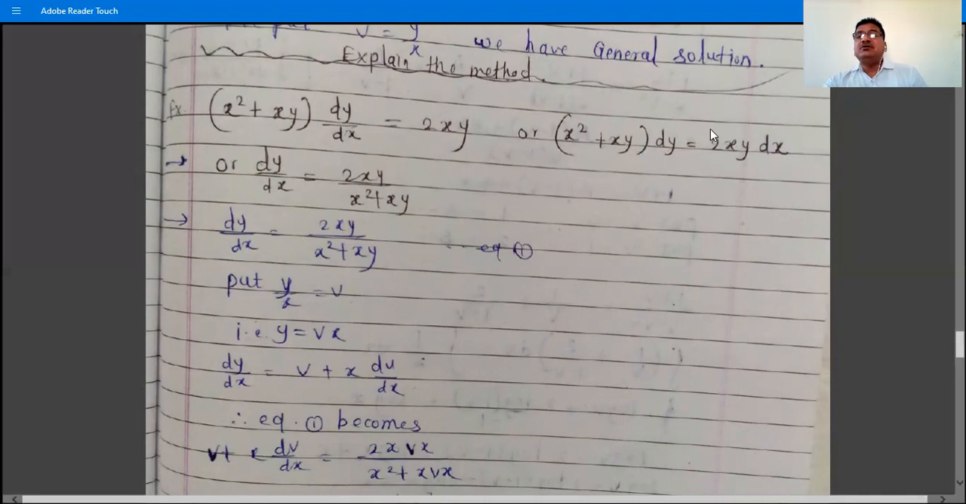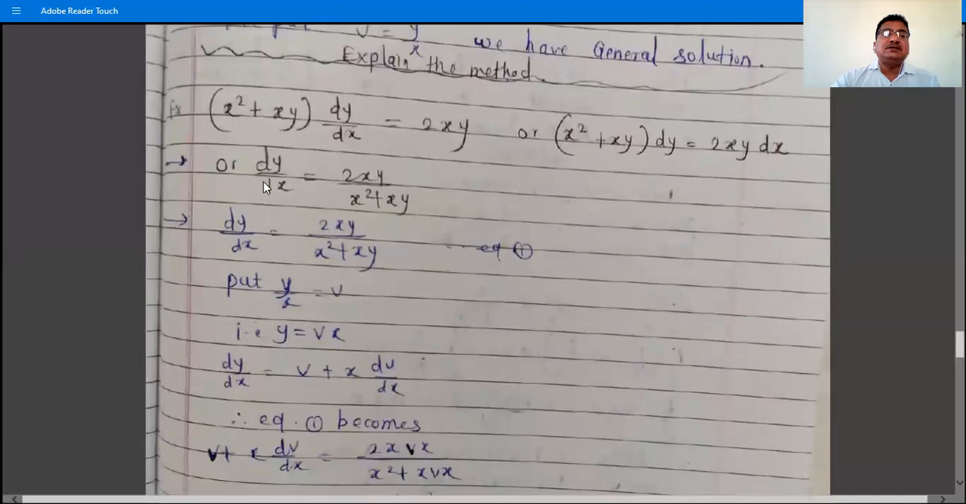So you can observe the coefficient of dx and dy, both are homogeneous functions of degree 2. This 2xy is a homogeneous function of degree 2. This x square plus xy is a homogeneous function of degree 2. And so this given differential equation is a homogeneous differential equation. Now we have to solve this problem.